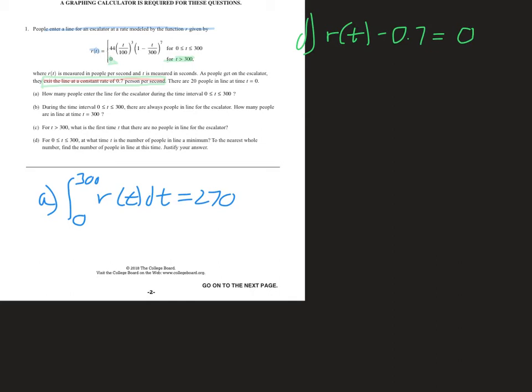Again, this is calculator allowed, so you're going to solve that on your calculator. When you do that, you should get two answers. T is about 33.013, and T is about 166.575, if I did my math correctly.